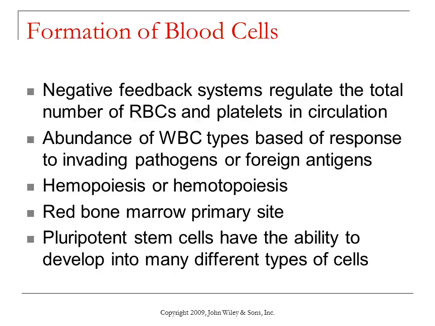The origin and production of form elements. The form elements are the red blood cell, white blood cell, and platelets. And all these blood cells originate from the cells in the bone marrow called pluripotent stem cells. And there's a negative feedback system that regulates the total number of red blood cell and platelets in circulation, and abundance of white blood cell type based on response to invading pathogens or foreign antigens. And this process of formation of blood cells is called hemopoiesis or hematopoiesis.